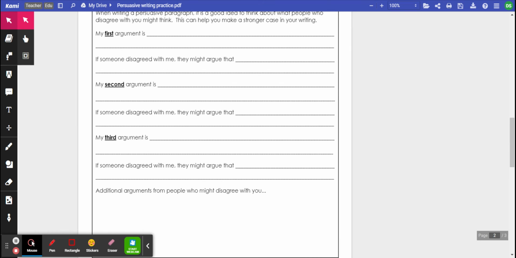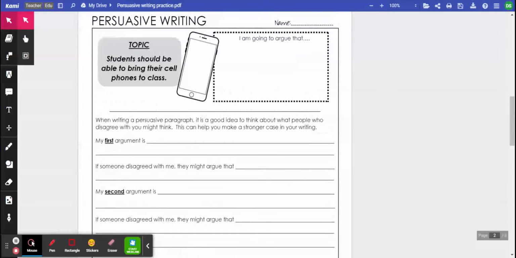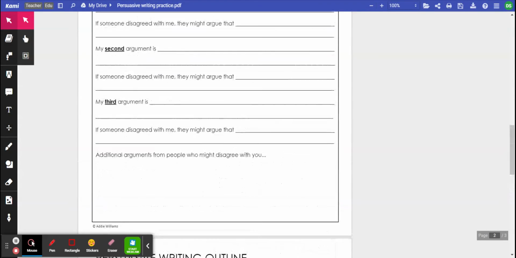Remember, one of our persuasive techniques is refuting the arguments, right? So attacking. My opponent would say this, but here's why they're wrong. So I want you to tell me, if this is your argument, how might someone disagree with you? Just so that you know what it's going to look like. This is what you should have done by the end of the day today, which is Tuesday.